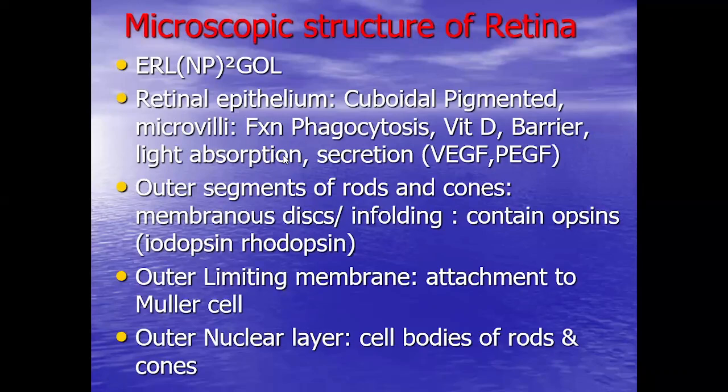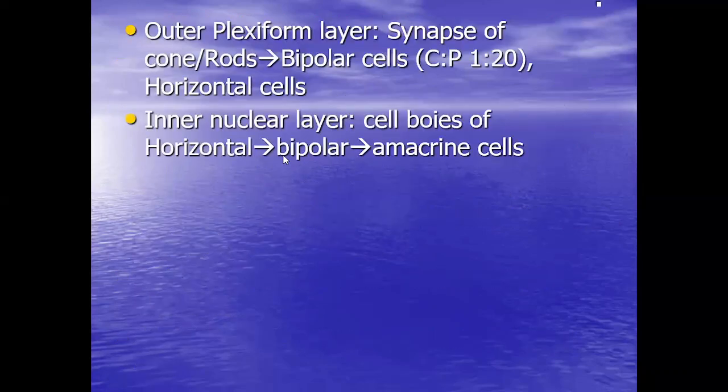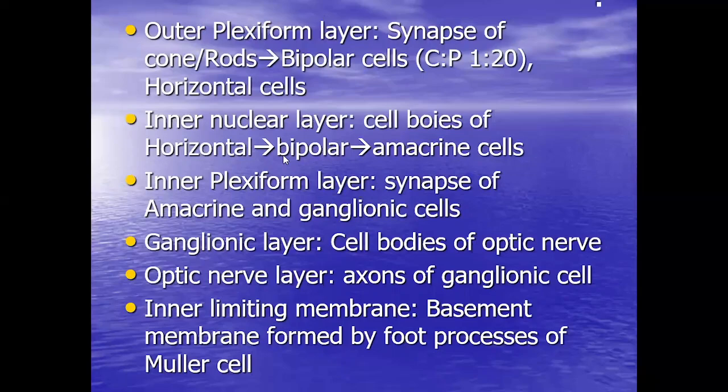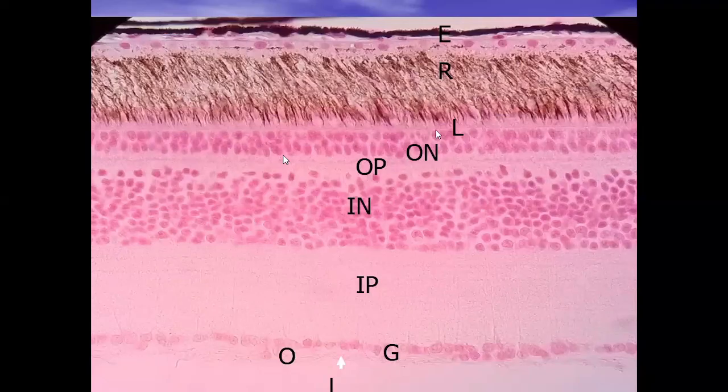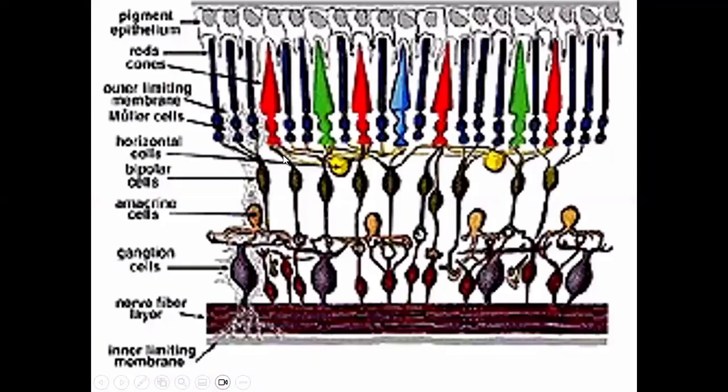So this is the histology of the retina. I've said the outermost layer is the epithelial, simple cuboidal, then the outer segments of rods and cones, and then the outer limiting membrane, outer nuclear layer, outer plexiform, inner nuclear, inner plexiform, ganglionic layer, optic nerve layer, and then the inner limiting membrane. So this is what you will be able to see in our histology practical.